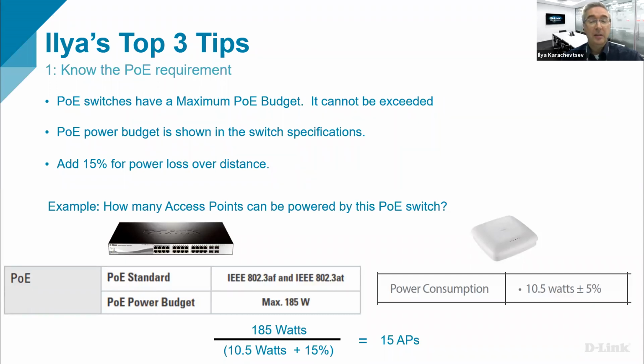And another tip here is that you better add some tolerance. We normally recommend about 15% for power loss over distance. The cable itself, which provides power to the device, also loses some of that power. So as a rule of thumb, 15% should be enough to cover even, say, a 100 meter, 90 meter cable. So if you do a simple calculation, we have 185 watts available from the switch. The access point will consume 10.5, adding 15% on top of that. On average, you would get about 15 access points which that switch could power. So that would be your rule of thumb.